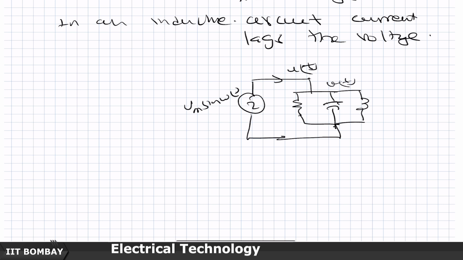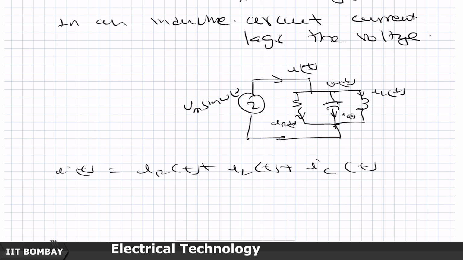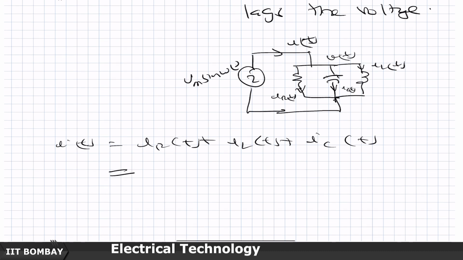Let's call this iR of t, let's call this iC of t, and let's call this iL of t. So in this case, i of t can be written, by Kirchhoff's current law, as iR of t plus iL of t plus iC of t. Is that right? And for iR, we can just write it as Vm sine of omega t by R, because v of t is the same as Vm sine of omega t.